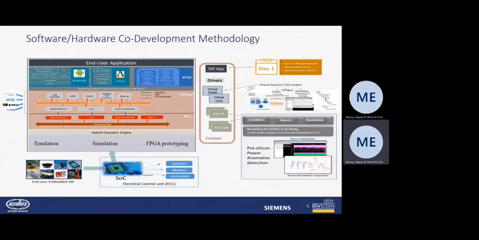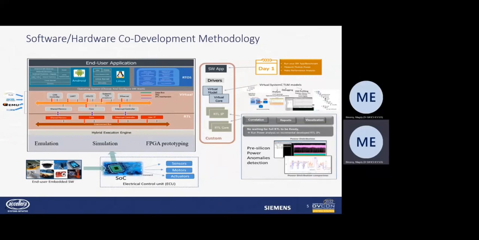Then we need to boot a real operating system, either Android or Linux. We need to install the software onto the operating system, and we have a full stack of the software, including the drivers, the kernel, and the firmware. And we need to run all of this also on the RTL in order to get some information about the power dissipation and performance in terms of the CPU utilization of the circuit.